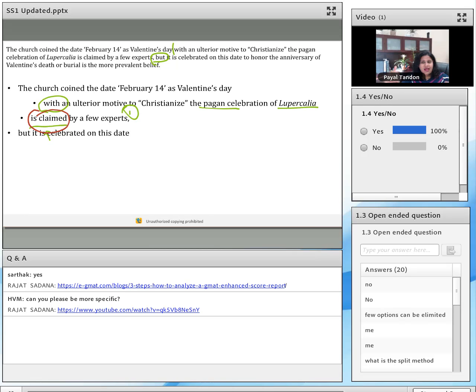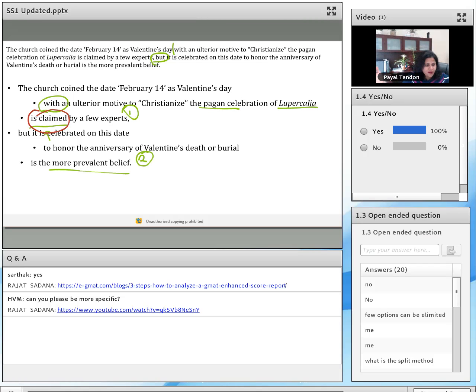Okay, let me read further. Now he's presenting some other view about why Valentine's Day is celebrated on Feb 14th. On this date, to honor the anniversary of Valentine's death or burial. Okay, but it is celebrated on this date to honor the anniversary of Valentine's death or burial is the more prevalent belief. Okay, so this is the more prevalent belief.